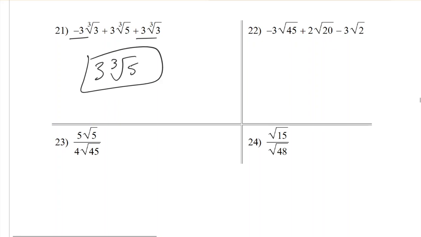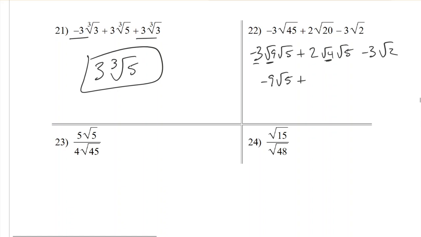22, I need to simplify first. This is negative 3, square root of 9, square root of 5, because 9 times 5 makes 45, plus 2, square root of 4, square root of 5, because 4 times 5 makes 20. Minus 3 square root of 2. Well, this is a 3, so that's negative 3 times 3 makes negative 9 square root of 5, plus 2 times 2, because that makes 2, so 4 square root of 5, minus 3 root 2. Well, negative 9 and 4 make negative 5 square root of 5, minus 3 square root of 2.